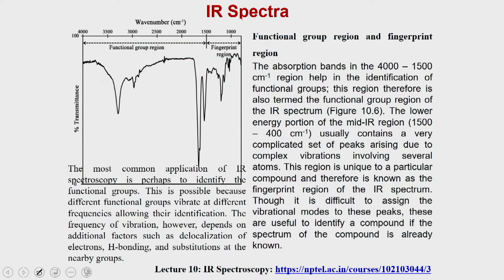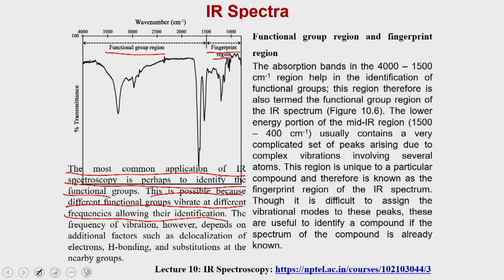So, this is a typical IR spectrum where you have the functional group region and the fingerprint region. These are the two regions which are important for the identification of the molecule as well as of the different functional groups present in the molecule. The most common application of IR spectroscopy is identifying the functional group. This is possible because different functional groups vibrate at different frequencies, allowing their identification.